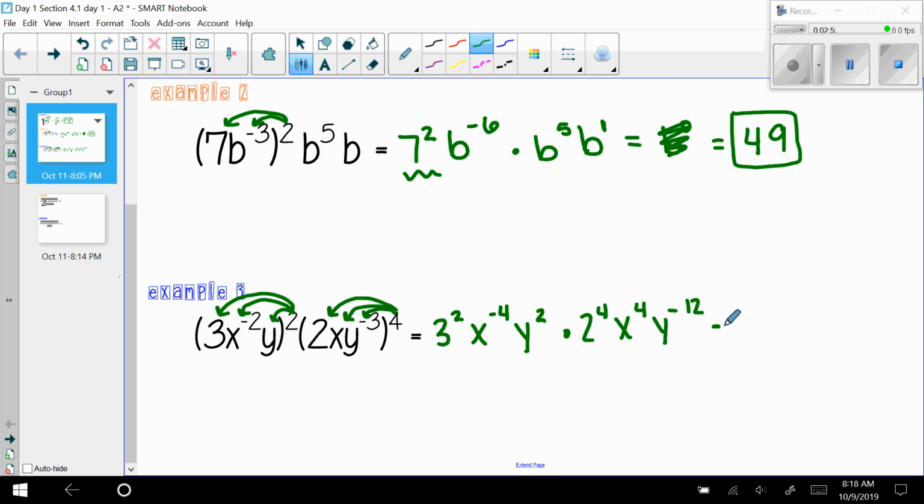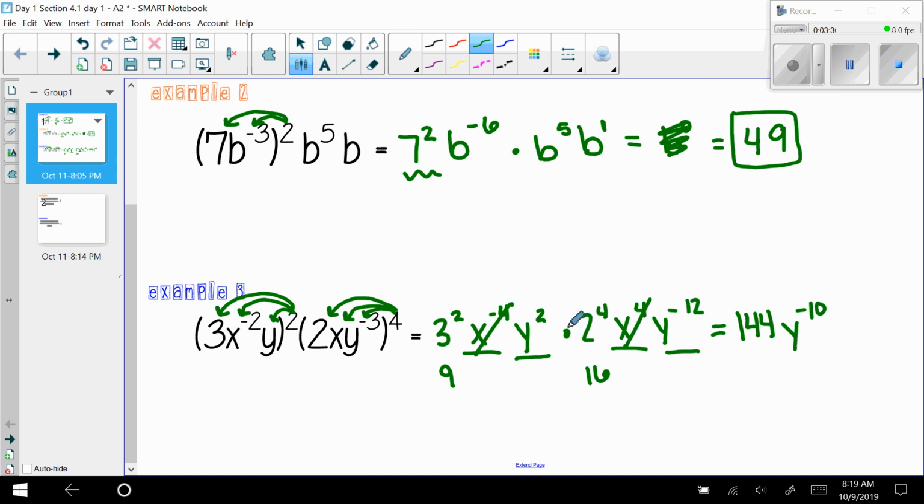Okay, so now we're going to go ahead and combine some of our terms. My x's, remember we add the exponent, so negative 4 plus 4, looks like those cancel out. And for my y's, we have y squared and y to the negative 12th. So when I add those together, I get y to the negative 10th. And then I'm going to go ahead and simplify my exponents that are on my numbers. So I know that 3 squared is 9, and 2 to the 4th, I believe, is 16. So then when we combine those together here, we're going to multiply. So we're going to do 9 times 16, which is 144.